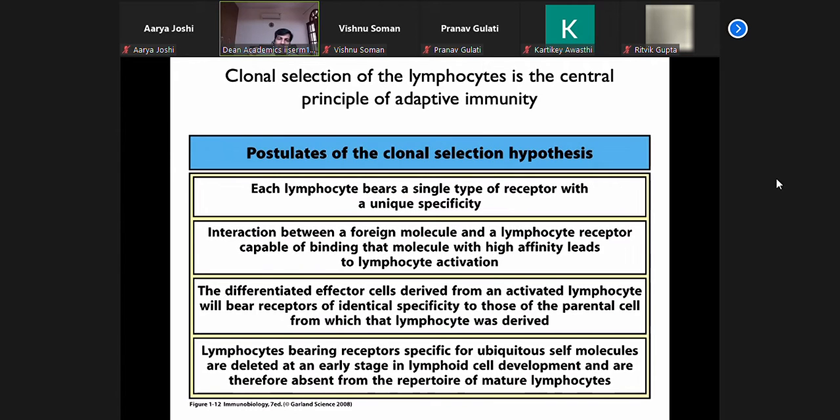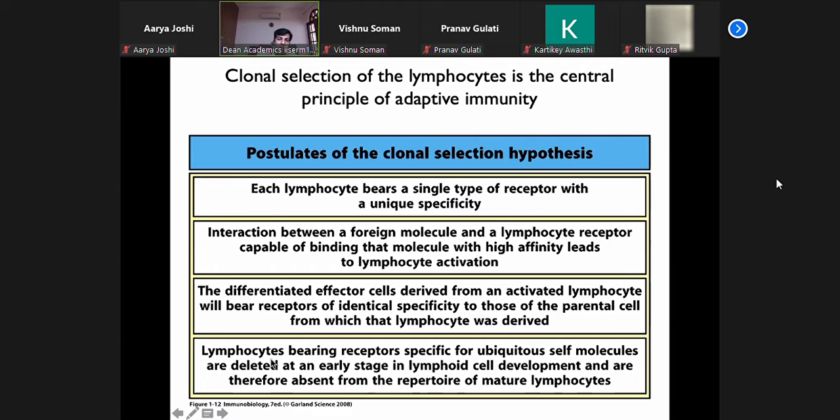Now, if you have the right interaction between a foreign molecule and the lymphocyte receptor to which this foreign molecule can bind, this is going to activate this particular lymphocyte. This activated lymphocyte will be differentiated into effector cells. Okay, now all these effector cells will come from an activated lymphocyte and will bear identical receptor specificity, which was present on the parent cell.